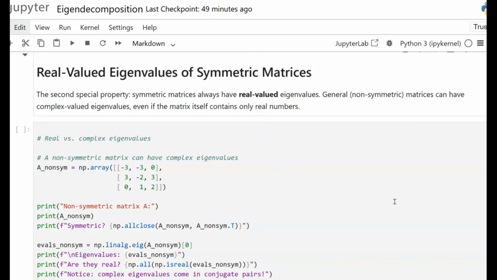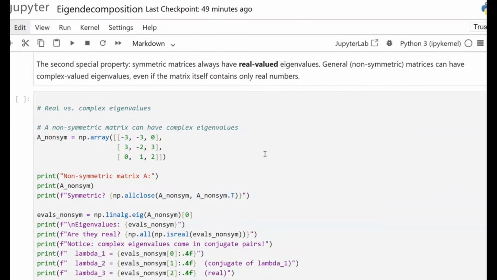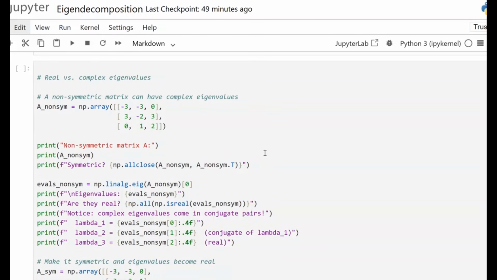Here is the second special property: symmetric matrices always have real-valued eigenvalues. Generally, non-symmetric matrices can have complex-valued eigenvalues, even if the matrix itself contains only real numbers. Dear friends, let me go to the code. This script contrasts non-symmetric versus symmetric matrices in terms of their eigenvalues, and empirically verifies a key theorem: real symmetric matrices always have real eigenvalues, whereas non-symmetric matrices may have complex eigenvalues.